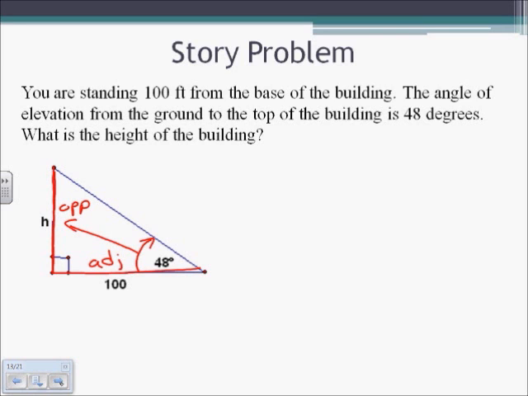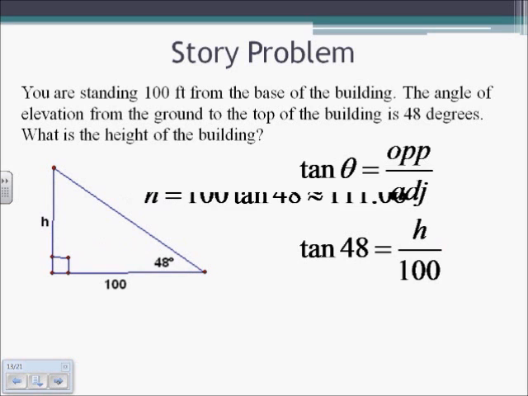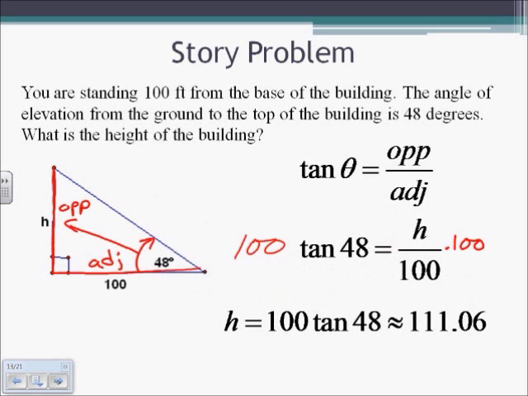So to find the height of the building, I will use my trig function that has opposite and adjacent, which is tangent. So the tangent is opposite over adjacent. I plug in the values that I know. Tangent of 48 then is equal to H over 100. Since the variable is on top, I multiply by 100 on both left and right. Cancels out where I need it to go. And I'm left with the height of the building as 100 tangent of 48, or approximately 111.06 feet. There's the height of the building.